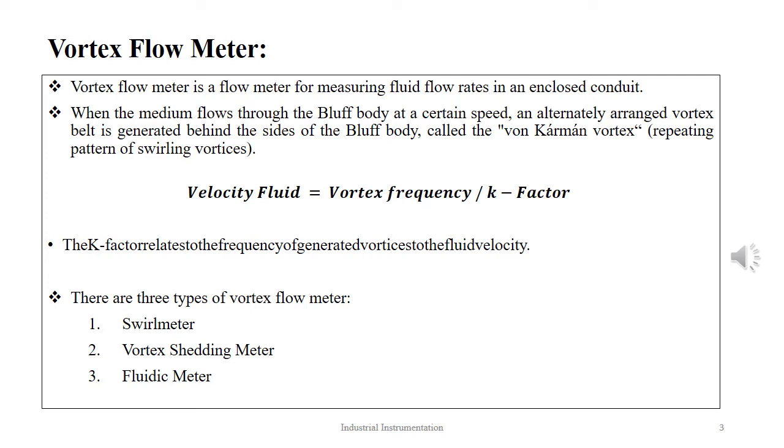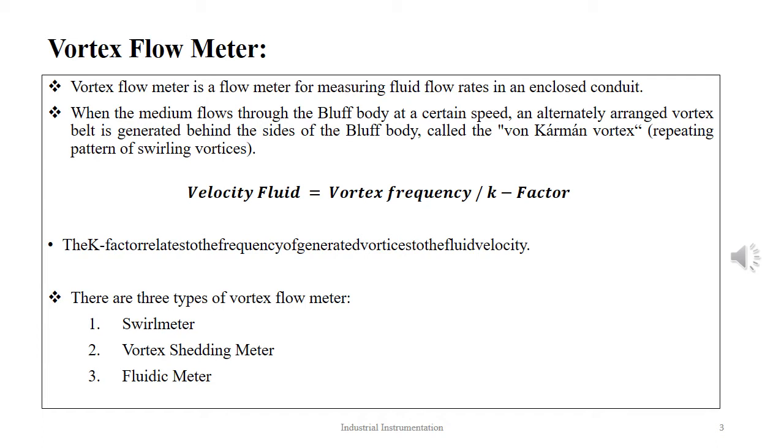When the medium flows through the bluff body at a certain speed, an alternately arranged vortex belt is generated behind the sides of the bluff body, which is called a vortex street, a repeating pattern of swirling vortices. Differential pressure changes occur as the vortices are formed and shed. This pressure variation is used to actuate the sealed sensor at a frequency which is proportional to the vortex shedding. For continuous flow, a series of vortices generates electrical pulses with a frequency which is proportional to the flow velocity. The velocity can then be converted to volumetric flow rate.